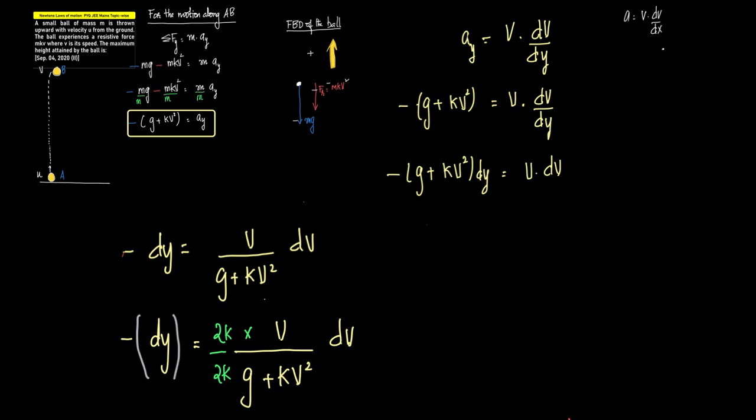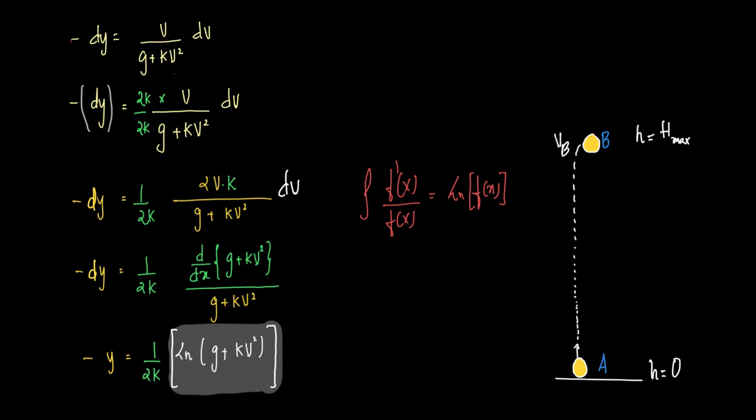But if you're from the NEET background, or if you're not, or maybe if you're approaching this for the first time, I would say let's try to understand the substitution in detail. What I have done is I have multiplied this by 2k in the numerator and 2k in the denominator.